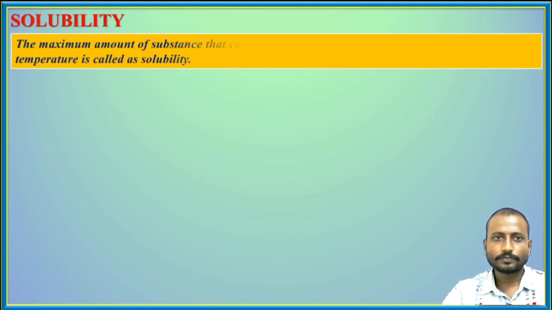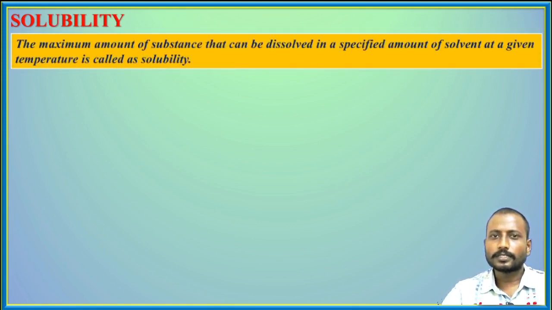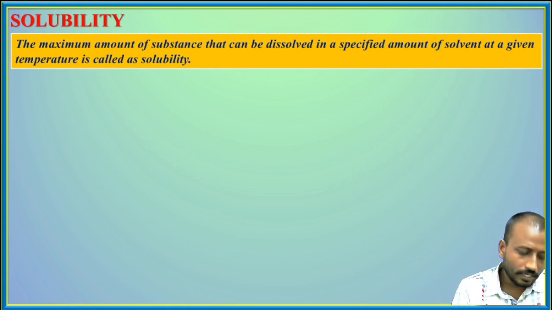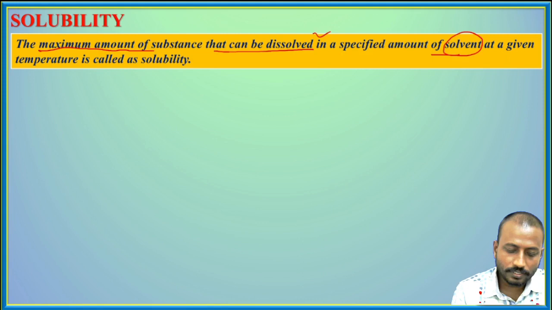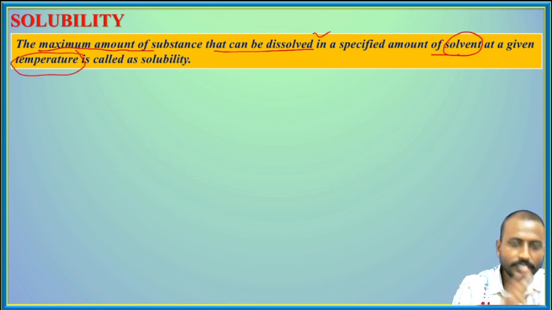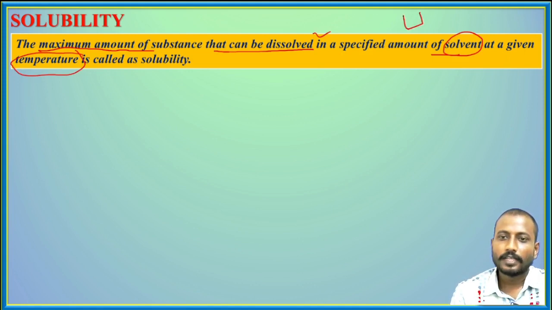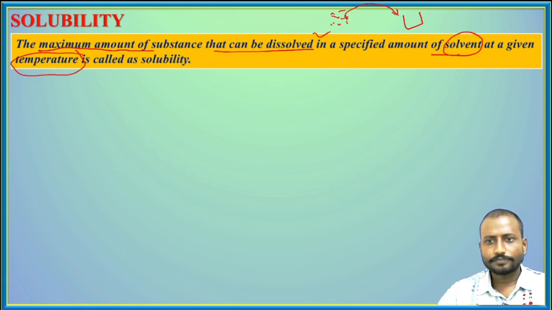Let us see what solubility is. The maximum amount of substance that can be dissolved in a specified amount of solvent, which means the solvent is a fixed quantity, at a given temperature. So, let us take a glass of water, and you have a bunch of sugar. How much sugar is able to dissolve at that temperature is known as the solubility of that substance.